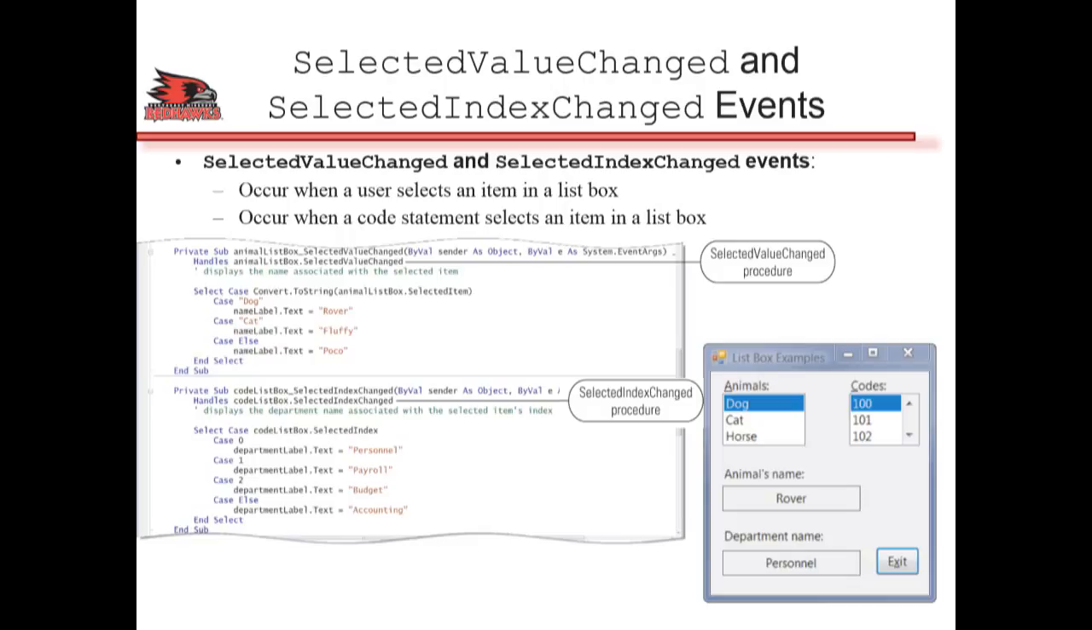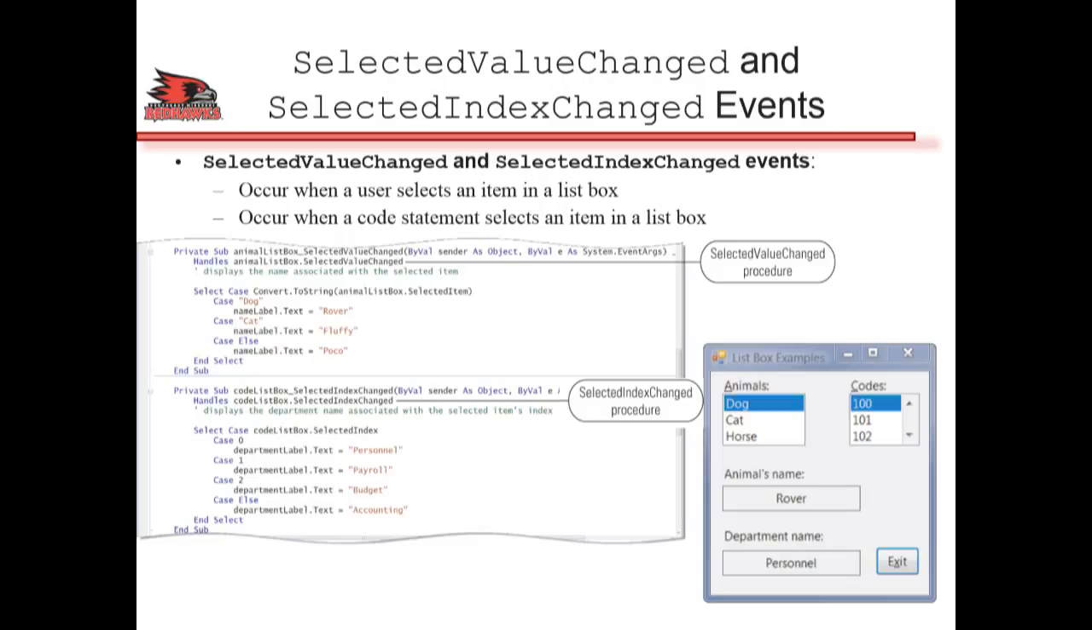Similarly, you can also use the SelectedIndexChanged event to do something once the index of the current list box item is changed to something else. So once the index is changed, if it's 0, then show personnel. If it's 1, show payroll. If it's 2, show budget. And if not any of these, then accounting.